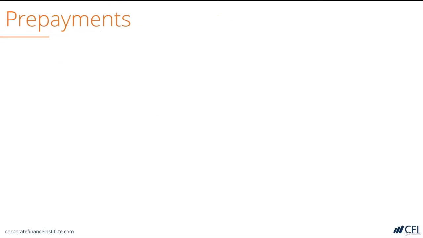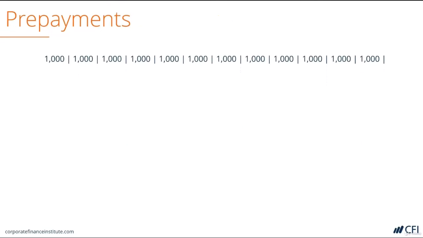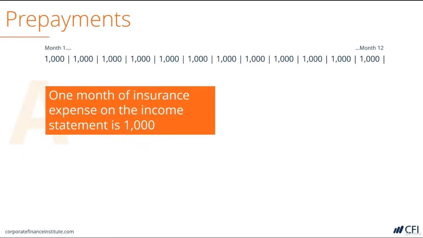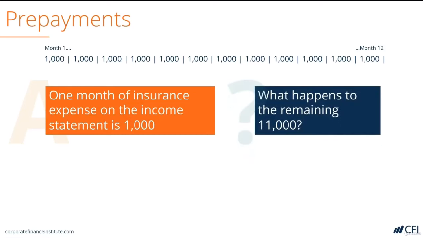Since the insurance policy was purchased for 12 months, the cost of that insurance policy should be smoothed out over the course of the period. Starting in month 1 and ending in month 12, it equates to $1,000 per month as the cost. So, given that 1 month of insurance costs $1,000, only $1,000 would be recorded on the income statement in that year. But the question is, what would happen to the remaining $11,000?